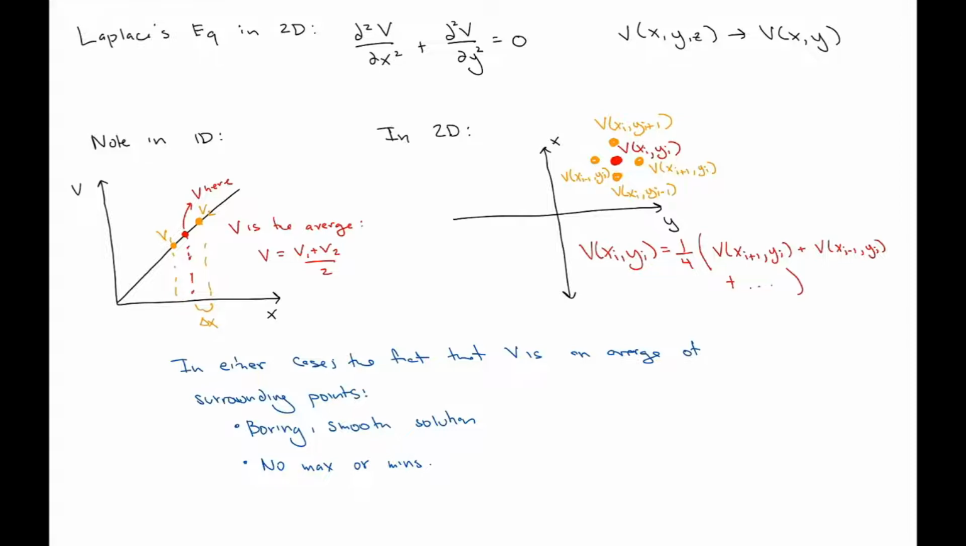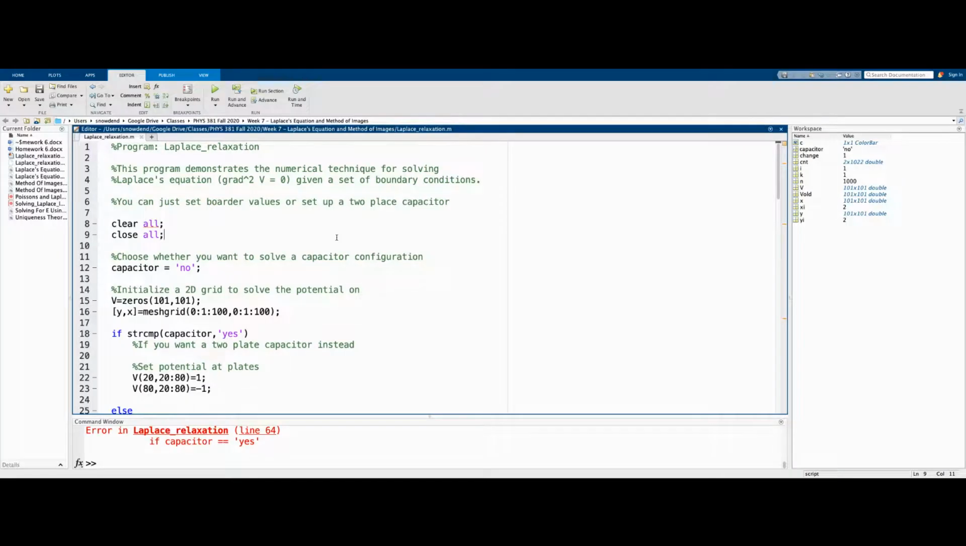I'm actually going to switch over to MATLAB. This is the program that I'm going to use to help you guys understand the numerical technique for solving Laplace's equation, which I think helps you understand why the solutions have the form that they do, even when you solve them analytically. In this program, we're solving Laplace's equation, so we're assuming the Laplacian of the potential is equal to 0. We have to give it a set of boundary conditions. In this case, I'm going to come up with 2 different sets. You can either do border values, or a two-plate capacitor.